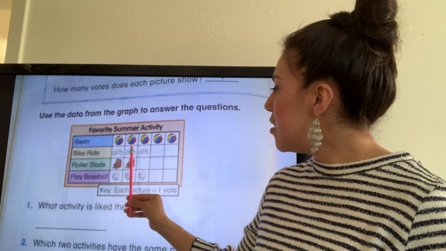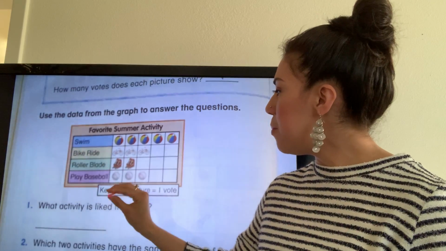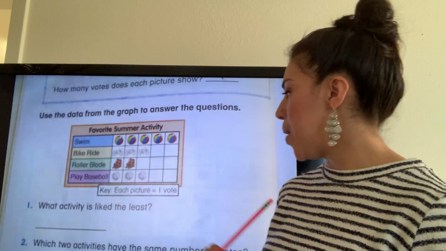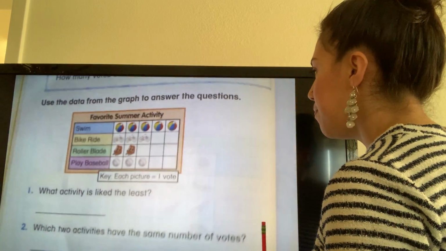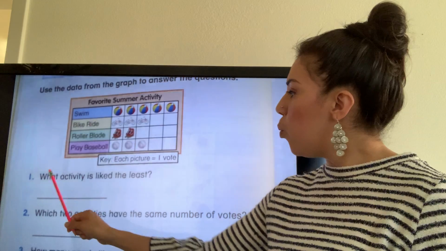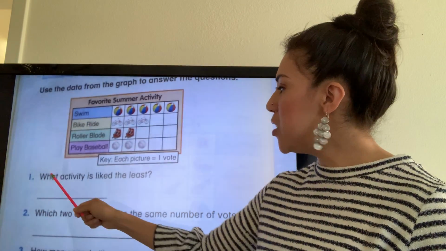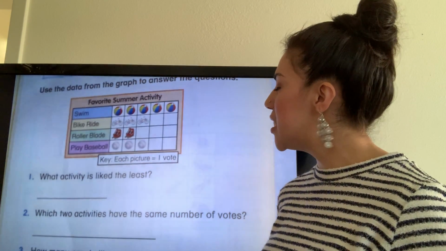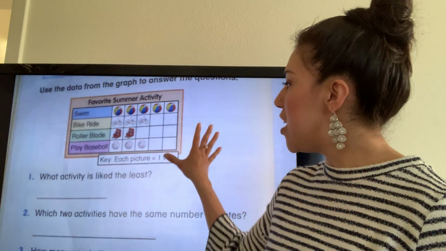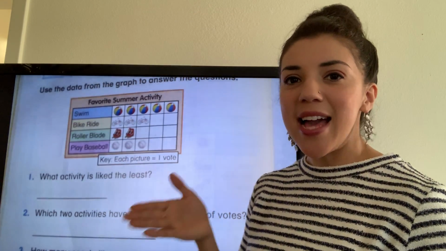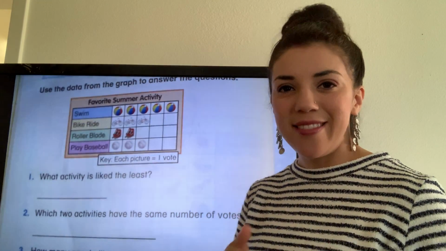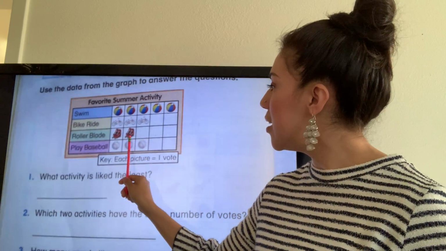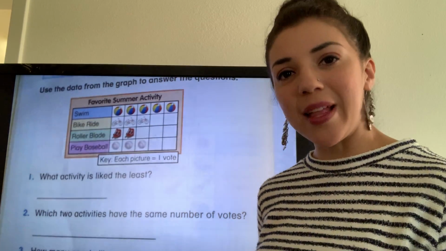Bike ride, 1, 2, 3. Rollerblade, 1, 2. Play baseball, 1, 2, 3. Okay. So number 1, go ahead and read it with me. It says, what activity is liked the least? So just by looking at my picture graph, I can already tell that there is one that has fewer pictures next to it than the others, right? And so that would be rollerblade. So go ahead and write rollerblade under number 1.